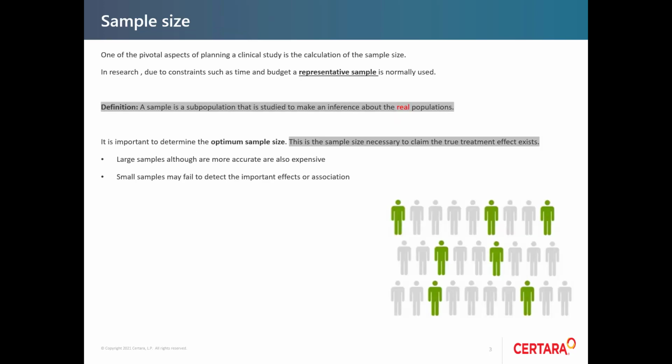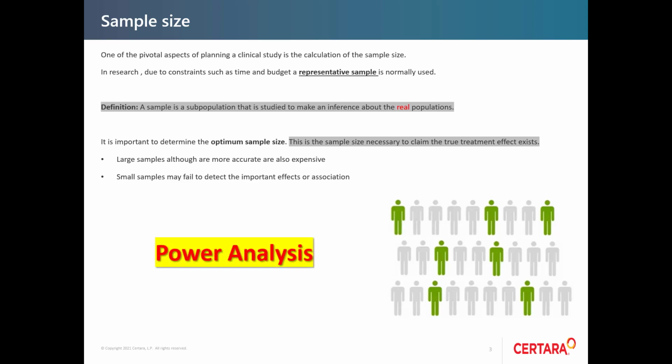What is a sample size? A sample is a subpopulation that is studied to make an inference about a population. In research, due to constraints such as time and budget, a representative sample is normally used. If the sample is too large, although this would mean that the results will be more accurate, this large sample can also be very expensive. On the other hand, if the sample is too small, then we may fail to detect the important effect or association. Therefore, it is important to determine the optimum sample size. This is the sample size necessary to claim the true treatment effect exists.